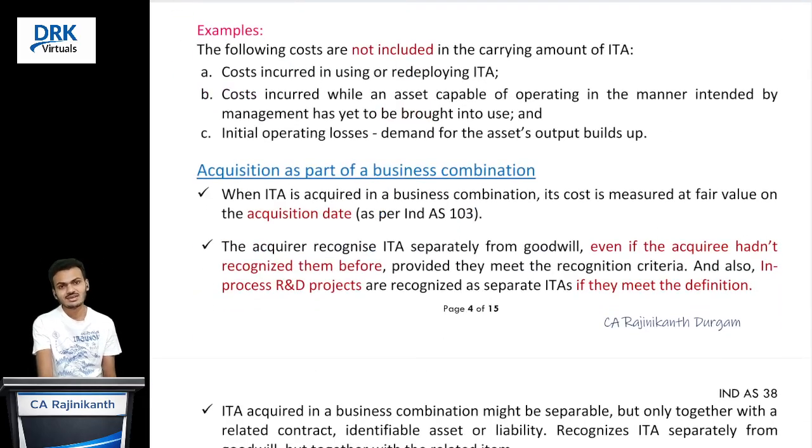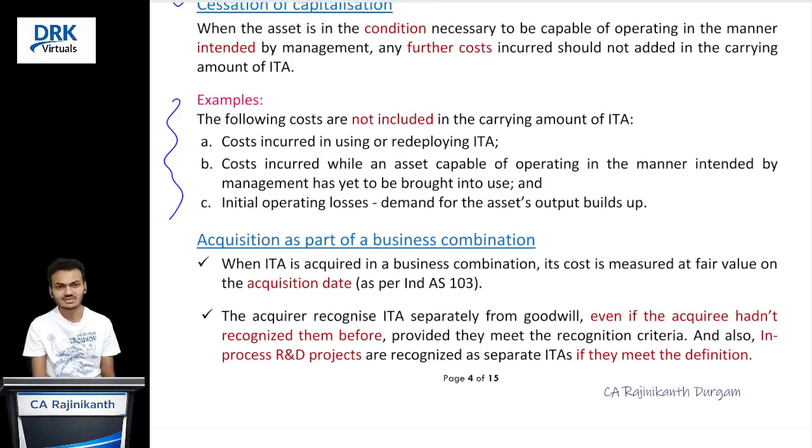And next one, these are the examples the standard has given for that. Have a look once. Cost incurred in using or redeploying the intangible asset means what? They are operating expenses. Second one, what is this? Suppose on 1st July 2025 our intangible asset is in the intended condition. On 1st October 2025, the entity puts that intangible asset to usage. So out of these two dates, which date is relevant? 1st July 2025 only. So any cost incurred after 1st July 2025, we should not capitalize. 1st October 2025 is not relevant. Right? It is just a trap to confuse you in the exam.